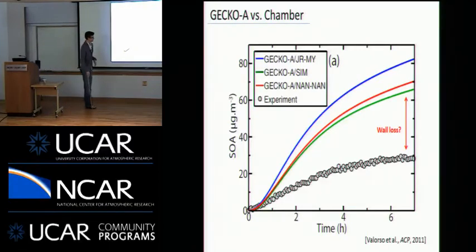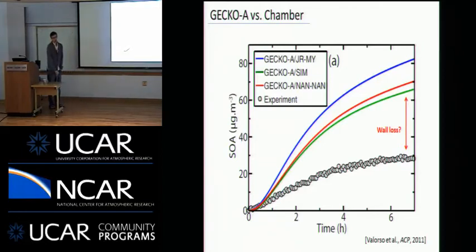So this is from a paper from a few years ago using the Gecko model and comparing to alpha pinene plus OH experiments from the Caltech chamber. So these are the experiments, and these are the Gecko results. And the different lines are different parameterizations for how you relate structure to vapor pressure. Okay? And it was found in general that the Gecko model was overestimating the amount of SOA.